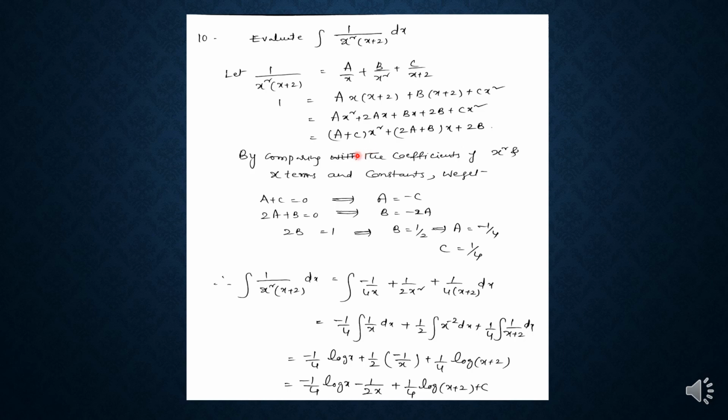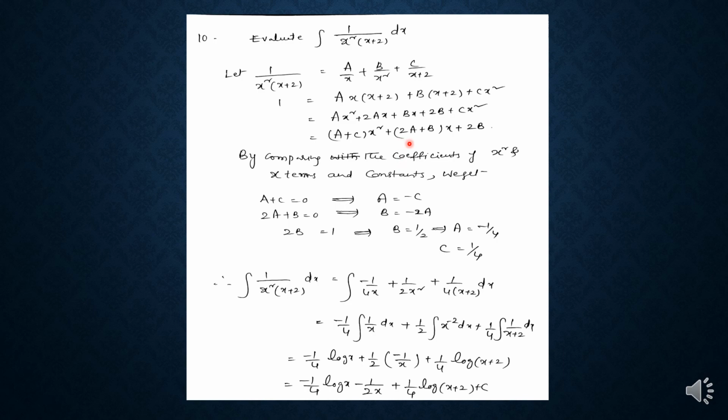Now by comparing the coefficients of x square terms, x terms and constants, we get in the right hand side the coefficient of x square is a plus c. In the left hand side there is no x square term, so we have taken a plus c equal to 0. This is the first equation. From this we can write a is equal to minus c.